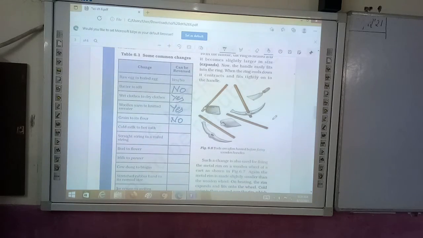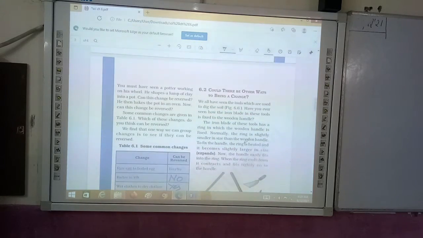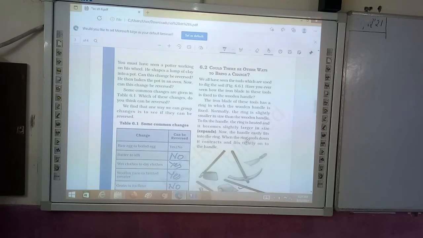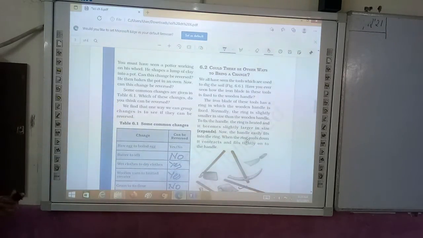Yes, ma'am. Tools are often heated before fixing wooden handles. ठीक है, wooden handles को पहले लगाने की, देखो ये हैंडल है, ये हैंडल है, ठीक है, और ये आपका आयरन का कोई भी मटेरियल है, ठीक है. तो ये क्या करते हैं, पहले आयरन को सेट करते हैं, पहले इसको शेप एंड साइज देंगे, ठीक है, इसको सेट करेंगे. After that, ठीक है, they fix wooden handles. Have you ever seen how the iron blade in these tools is fixed to the wooden handle? So you have to observe, you have to understand how the iron blade in these tools is fixed to the wooden handle. कैसे fix होते हैं?